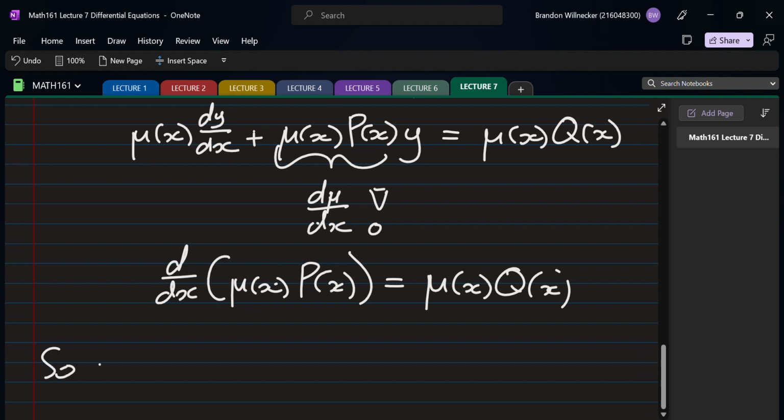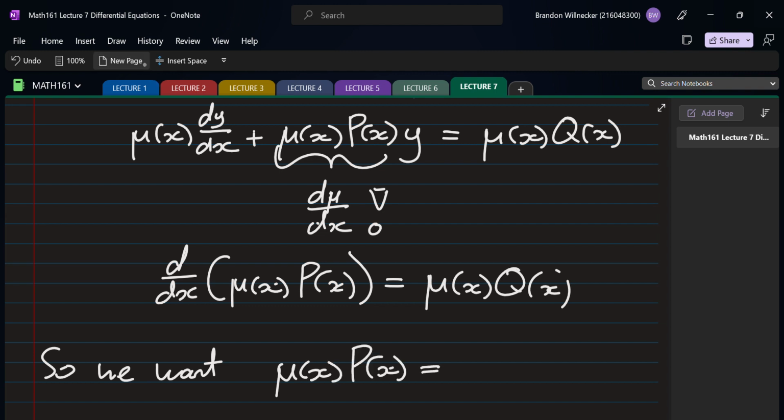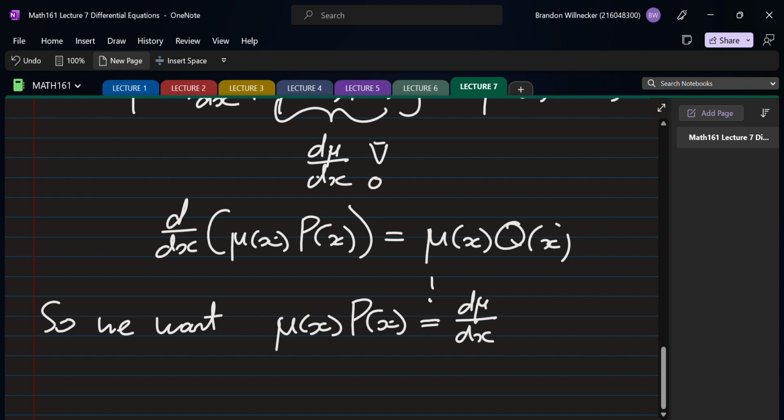So we want mu(x) times p(x) to be equal to d mu/dx. So now we have a simple differential equation for mu(x). Okay, so now this is another differential equation, but we see that it is separable. So we learned that last time.